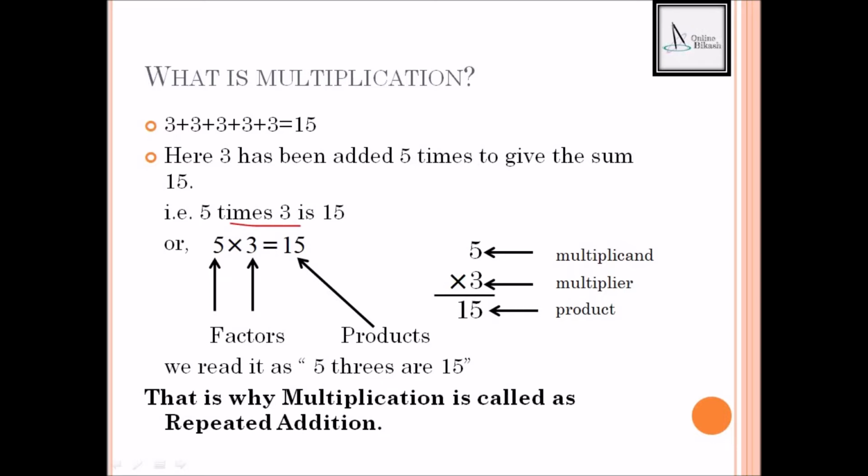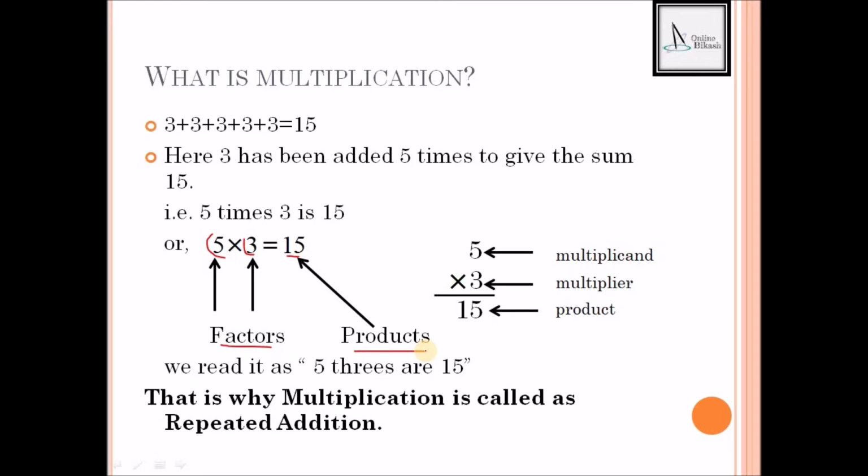Or we can write, in place of times, this multiplication sign. So 5 into 3, that is 5 times 3, equals 15. Here this 5 and this 3 are called factors, and the answer that we get is called the product.